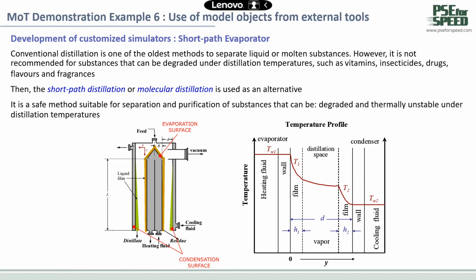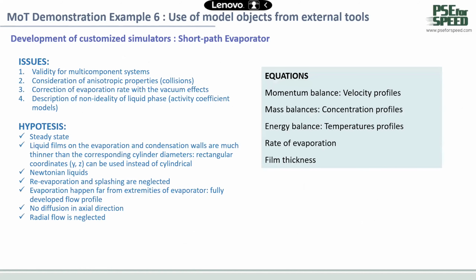Due to the low pressure inside the separator, a falling film is formed, and the concentration or temperature profile of the most volatile compound decreases in the axial and radial directions. For the modeling, these assumptions and hypotheses will be used, and there are 5 types of equations involved: momentum balance, mass balance, energy balance, rate of evaporation, and film thickness.